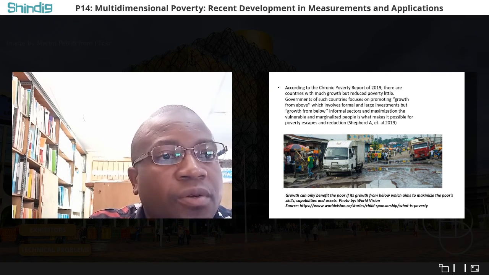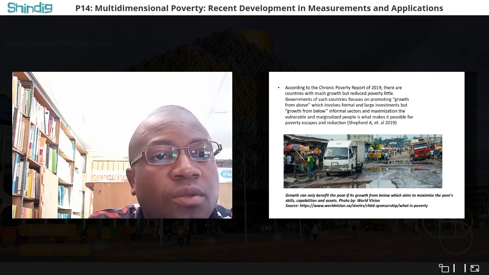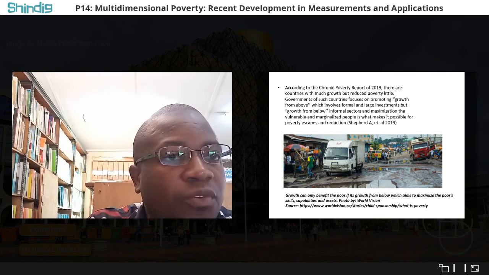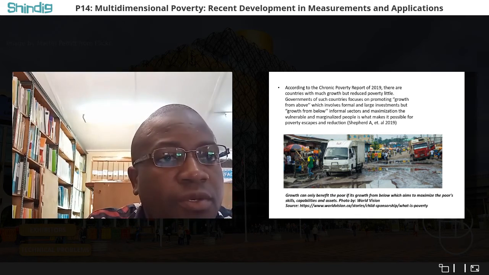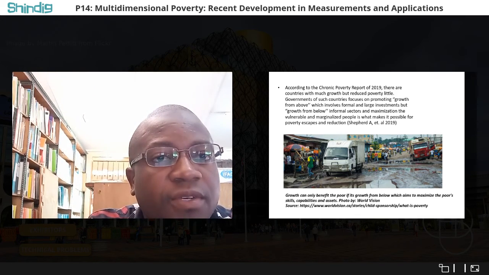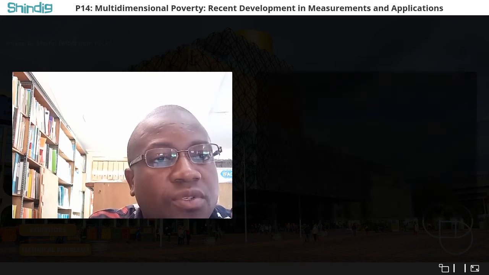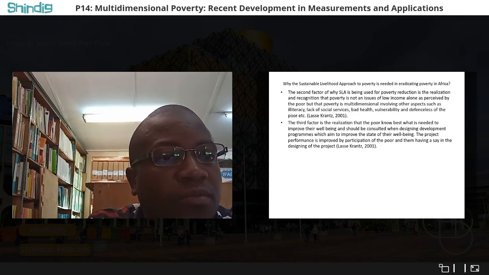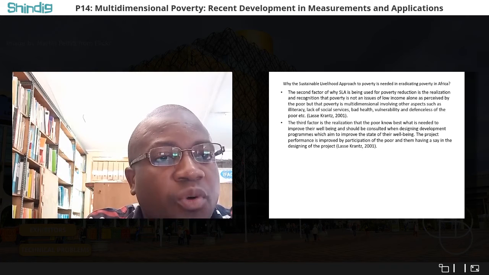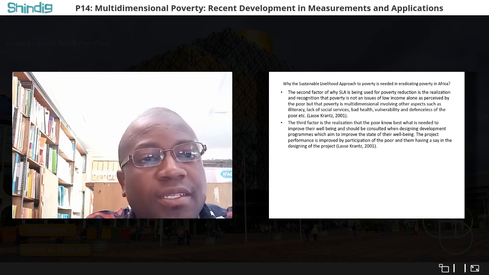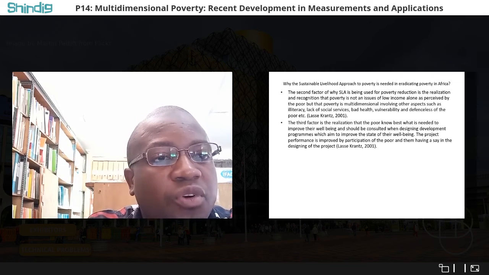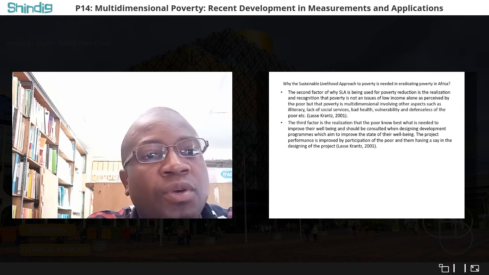the realization and recognition that poverty is not an issue of just low incomes, as is perceived by the poor and many of us today. But we need to realize that poverty is multidimensional, involving other aspects such as illiteracy, lack of social services, bad health, vulnerability, etc. The third aspect of the use of the sustainable livelihood approach is that there is that realization that the poor know best what is needed to improve their well-being and should be consulted when designing poverty programs which aim to improve their state of well-being.